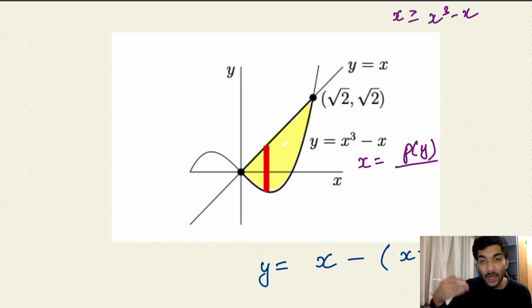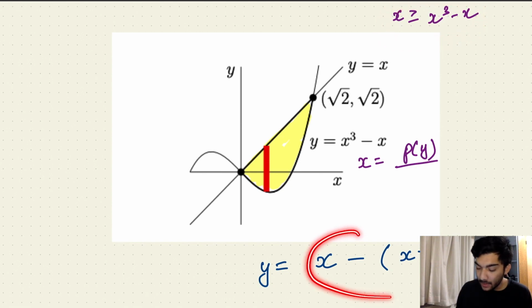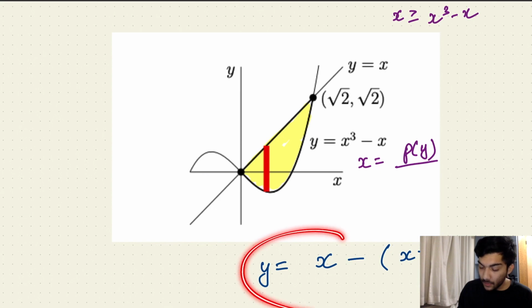This is basically subtracting both of those y values. And since we know that our x is always greater than or equal to x cube minus x, that is why we know that this height would always be positive in this case, right? So this is the process of identifying the height of your vertical strip.